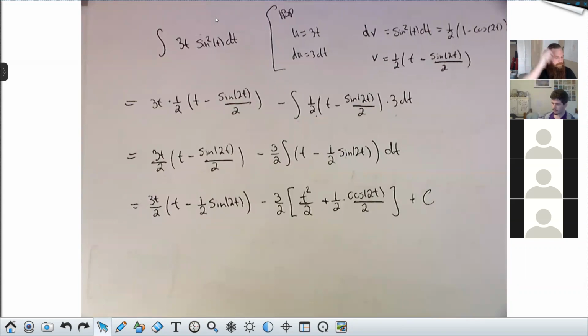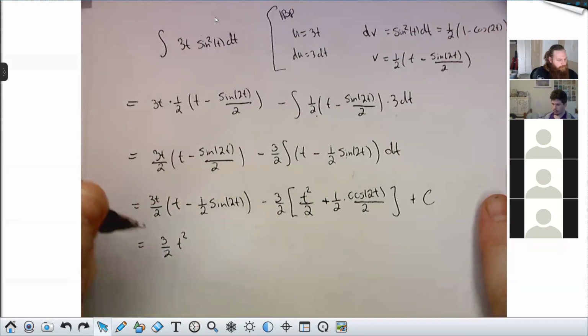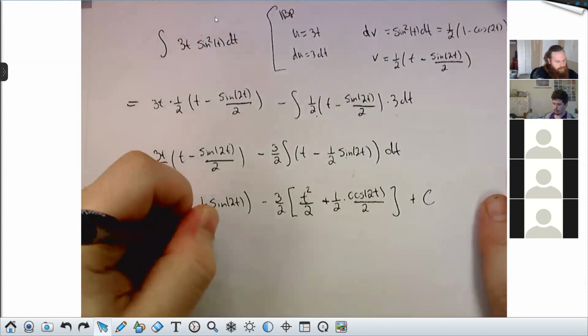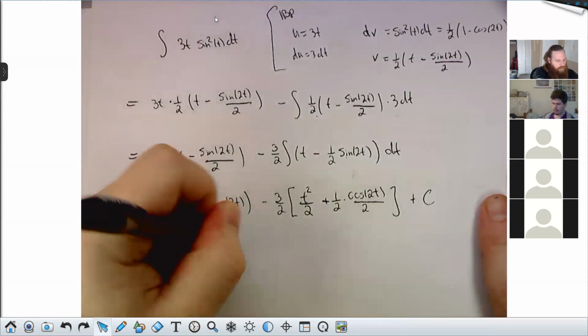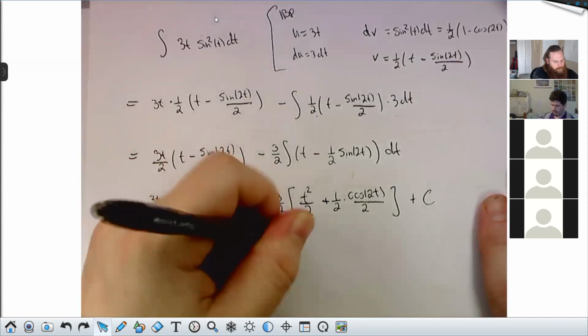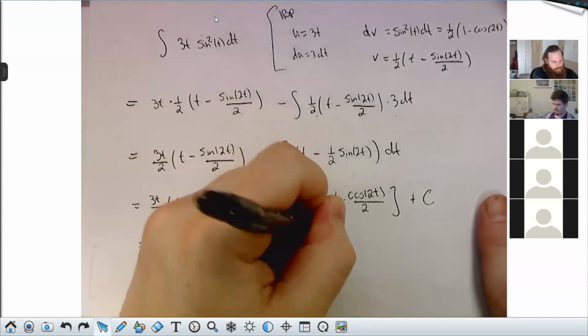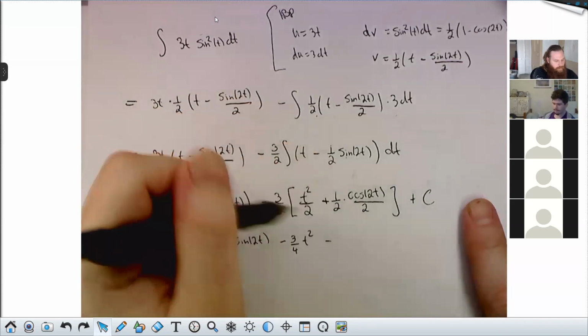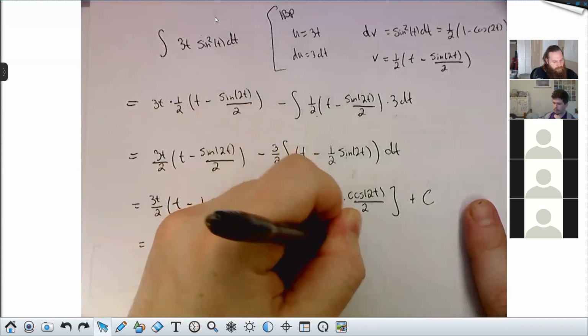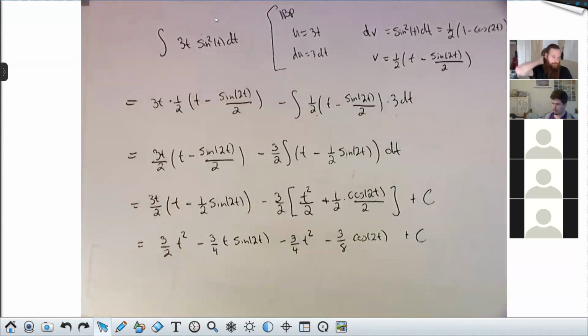And then we should clean up a little bit. This is going to be 3/2 t squared minus 3/4 t sine 2t minus 3/4 t squared. And then distributing this, we'll have minus, I've got 2 times 2 times 2, this is 3/8 cos 2t plus c. So it's an IBP, but the dv to v step is a little bit tricky, right?